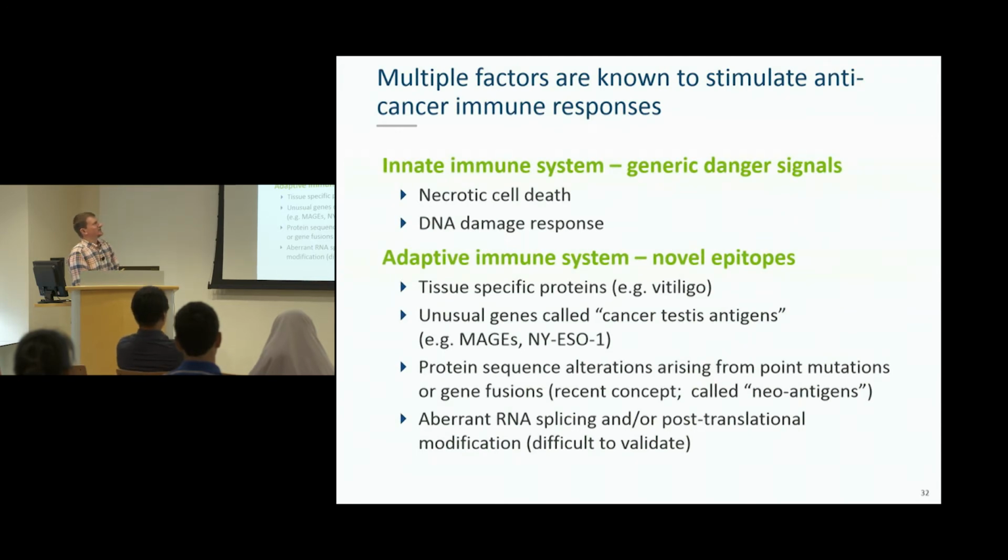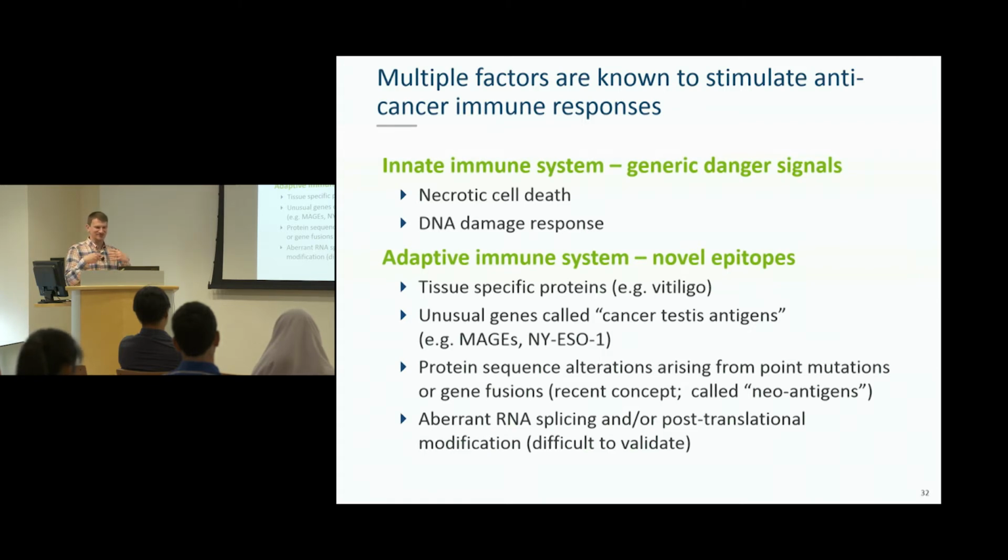Okay, so how would the immune system recognize cancer in the first place? Here's a summary of the main ways this might happen. First of all, there's the innate immune system. This doesn't have to do with peptides presented on MHC. These are just generic signals that there might be a problem present. The first is necrotic cell death.